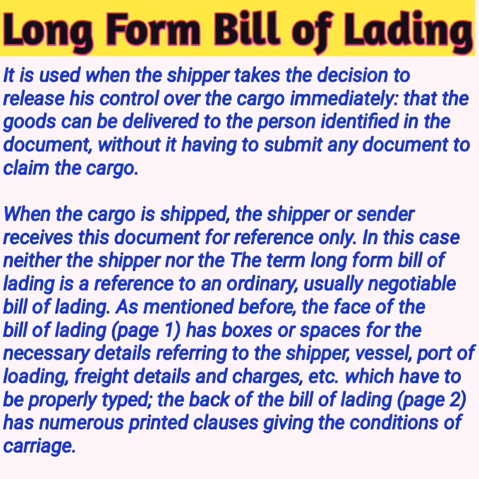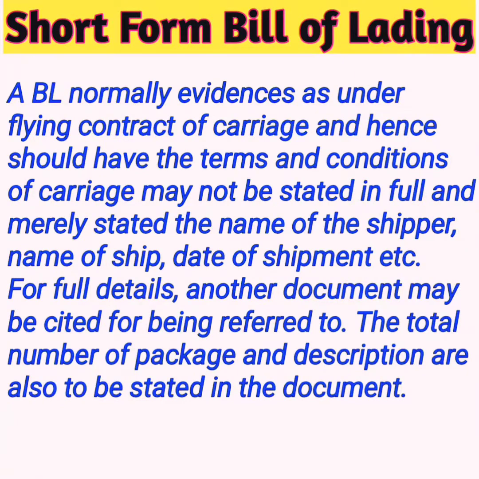And comparing this with the short form bill of lading: a bill of lading normally evidences an underlying contract of carriage and hence may not have the full details of the contract of carriage on the BL, and merely states the name of the shipper, name of the ship, date of shipment, etc. For full detail, another document may be cited for reference. The number of packages and description are also stated in this document. So basically, if all the details of the conditions of carriage are included in the bill of lading, that's called the long form bill of lading. And if only a reference is made, it's called the short form bill of lading.